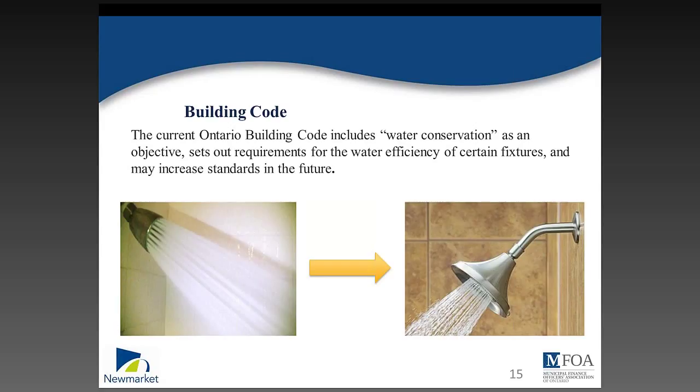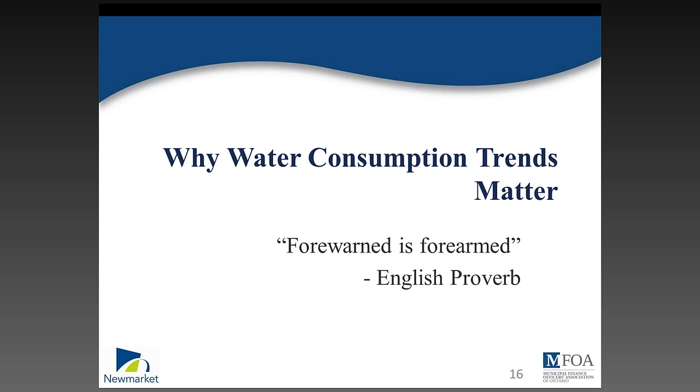The last point is that the current building code includes water conservation as an objective, sets out requirements for water efficiency of fixtures, and may increase standards in the future. So every new house that's built is going to have water-efficient technology by default. So by now I hope you are convinced that consumption trends will continue to decrease in the future, and I want to forewarn you of the negative impacts of not taking consumption trends into account.